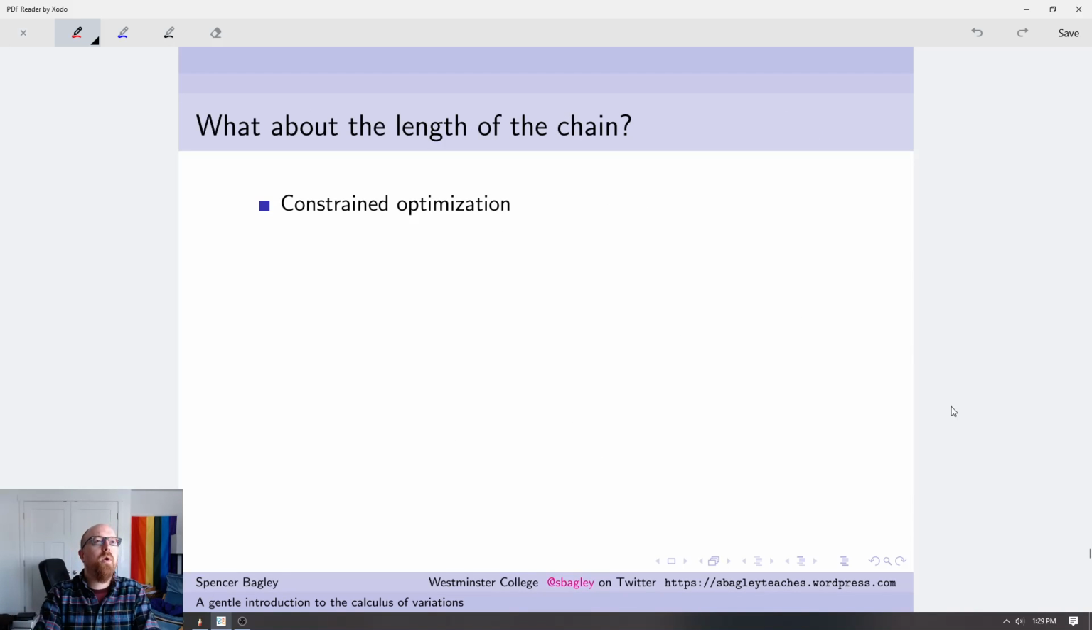All right. There was, however, one more free choice that we had, which was the length of the chain. And so we have landed, therefore, since we haven't considered that so far, right? If we consider the length of the chain, then we land in the situation of constrained optimization. For those of you who have taken a multivariable calculus class, you're having flashbacks to Lagrange multipliers. Yay! It's a little bit surprising that they appear again here.